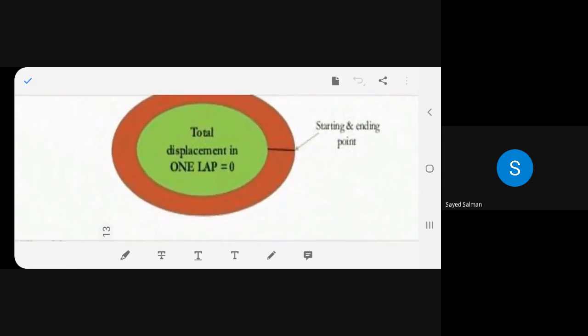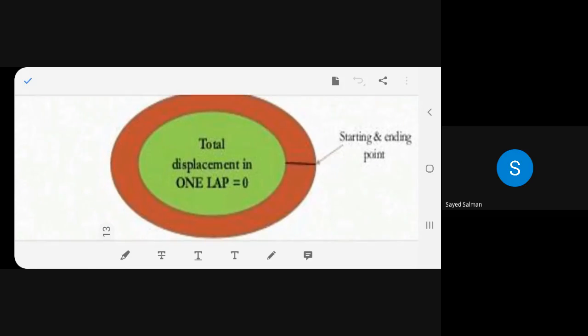Look over here. This is the initial position. Yes, you started here, and this is also the final position. You ended over here. So, what is the displacement? Final minus initial. What is the displacement, beta? 0. What is the displacement over here? It is 0 meter. Have you understood?